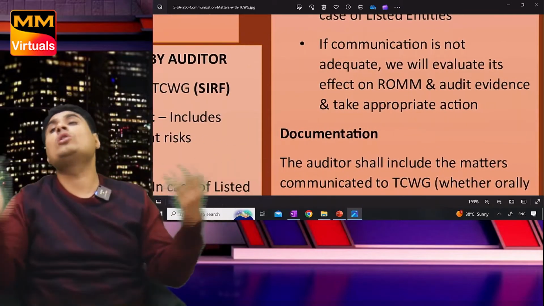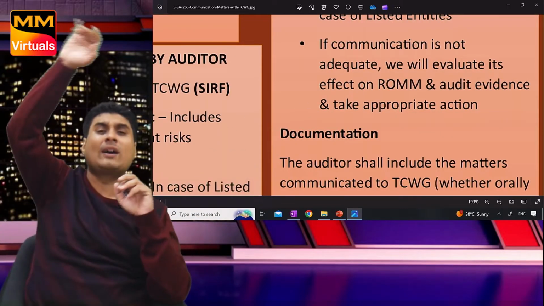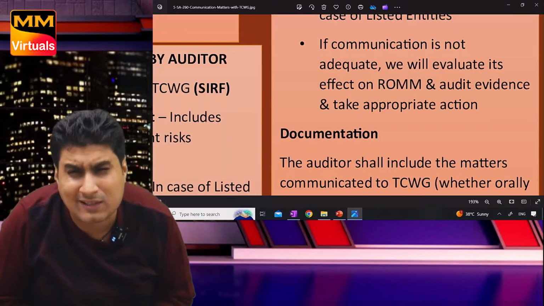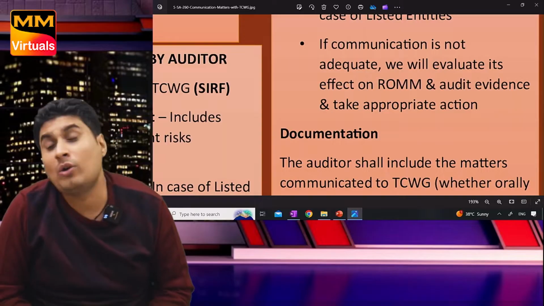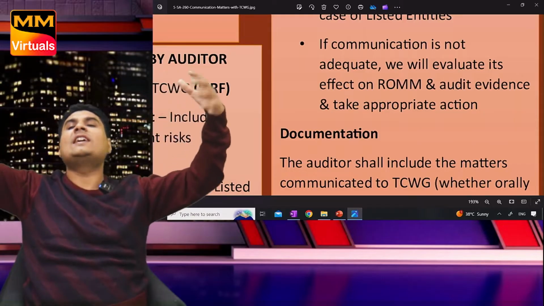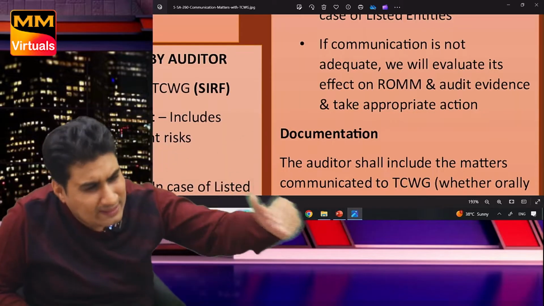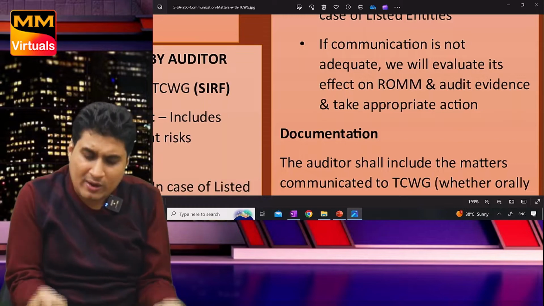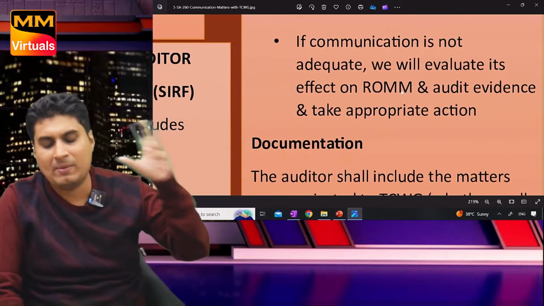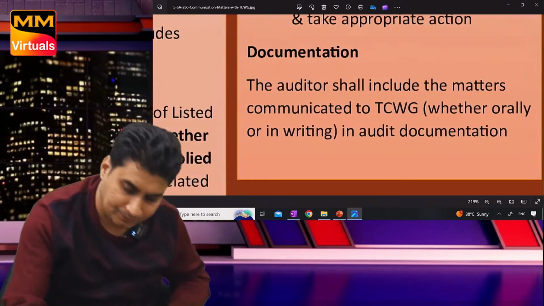Tell me, what if they don't talk to you? They are saying, what will we talk about? You are saying, TCWG, please come here, we want to discuss SIRF: plan, scope and timing of audit, independence requirement, our responsibility is to form opinion. If they don't talk, then ROMM will be higher. Risk of material misstatement will be higher. You cannot issue a qualified report for this, but risk of material misstatement will be higher. You need to gather more evidence. If communication is not adequate, ROMM will be higher, and we will take appropriate action, maybe gather more evidence.